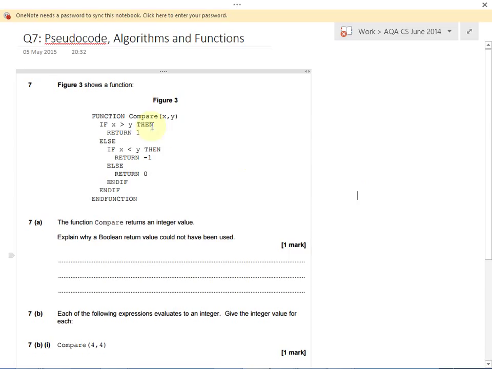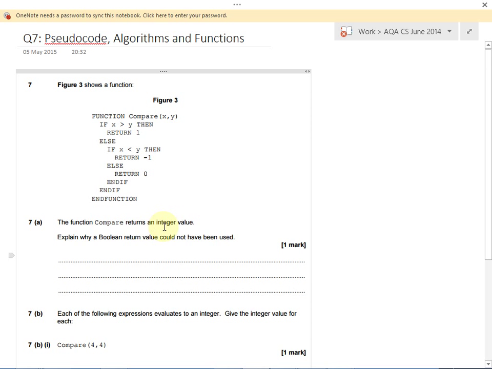In this question, we need to be able to look at some pseudocode, understand the algorithm that it represents, and answer the questions related to it. So let's start from 7a. It says the function compare returns an integer value. So we've got a function here, its name is compare, and it says it returns an integer value.